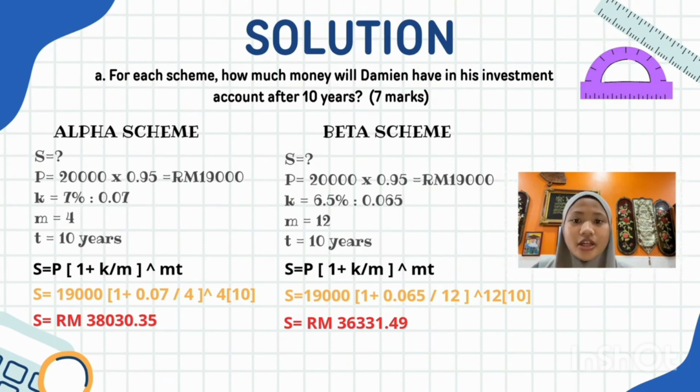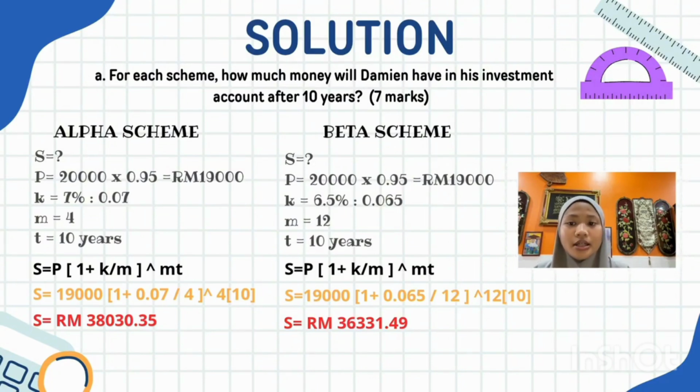For the Alpha scheme, the given variable interest rate K is 7%, equal to 0.07. Compounded frequency, which is M, is 4 times a year, which is compounded quarterly. For T, we have 10 years. By applying the compound interest formula, S equal P bracket 1 plus K over M bracket power MT, we substitute our values into the formula. S equal 90,000 bracket 1 plus 0.07 over 4 bracket power 4 times 10. After calculating, the total accumulated amount for the Alpha scheme after 10 years comes out to Rm 38,030 ringgit and 35 cents. For now, let's look at the Beta scheme.